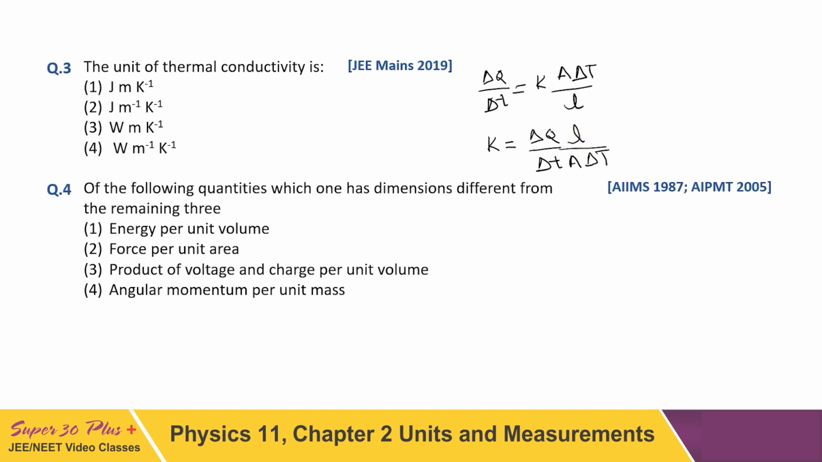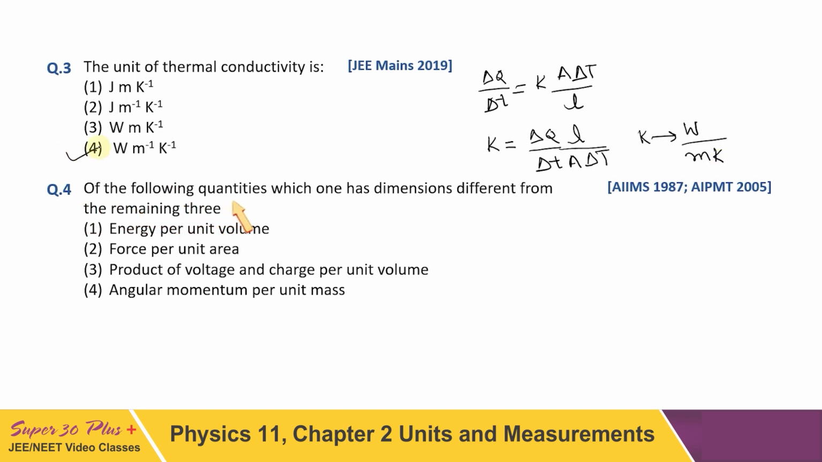So just write the units now. For K, delta Q by delta T is watt. This is the length term, so it has to be meter, but in the denominator area is there, so one meter would get cancelled, that is meter here, and then delta T, which is change of temperature, Kelvin. So now you can check the options. This is watt per meter per Kelvin. This option number 4 is the same. Next is question number 4.